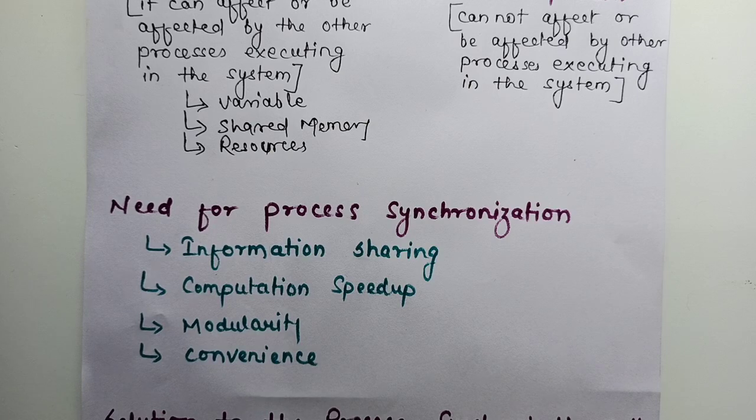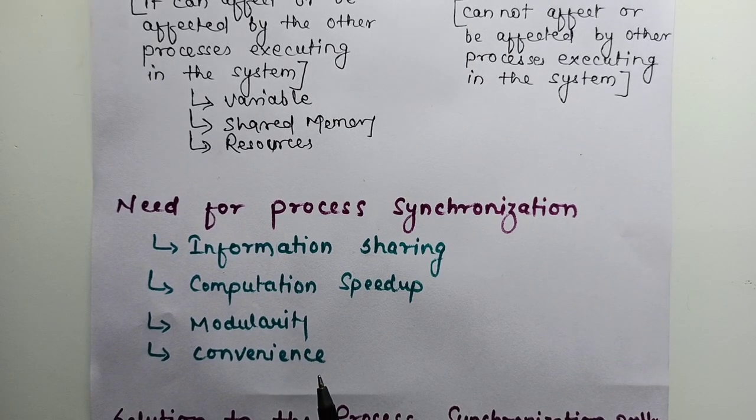Computation speed up. If we want a particular task to run faster, what do we do? We break that task into subtasks, each of which will be executing in parallel with the others. Such a speed up can be achieved only if a computer has multiple processing elements such as CPUs or IO devices. If we have multiple instances of IO devices, or multiple processors, then computation speed up can be done. But even in a single processor, a single user can do multiple tasks at a time, right? So it can generate multiple processes which may be cooperating processes. So there is a need for process synchronization in a single computer also.